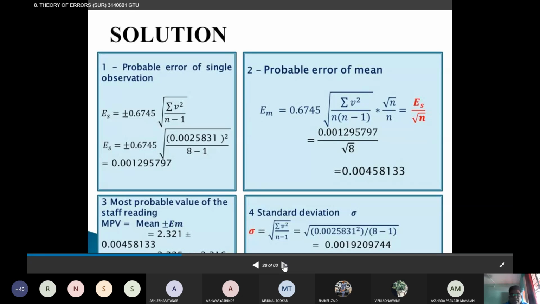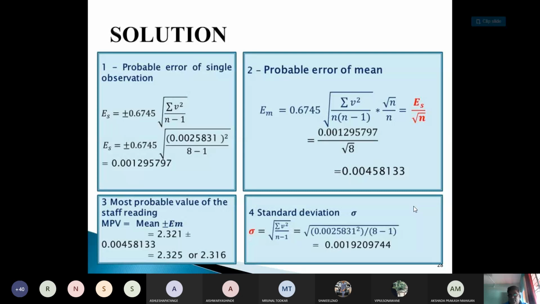Then let us see the first one, the probable error of the single observation. By using this equation, as you know, plus or minus 0.6745 times the square root of summation v square divided by n minus 1. Then find out the probable error. Please note down all these values. All of you note down these calculations.